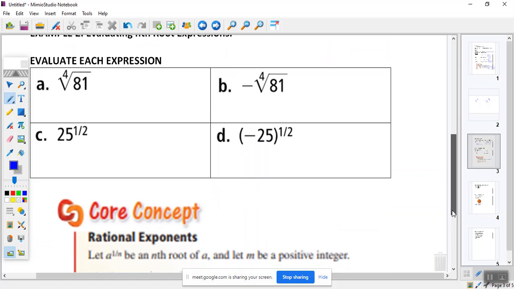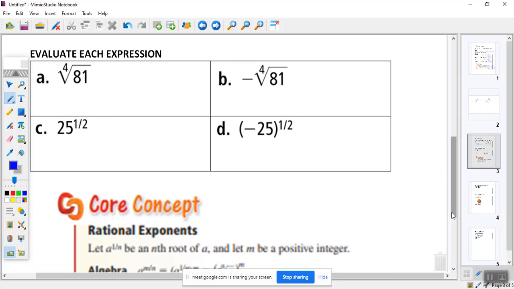Well, you guys want to make sure we're good on these right here. We're going to do A and C together, but let's do them all together. Guys, see what the fourth root of 81 is there. See what you get. 3.